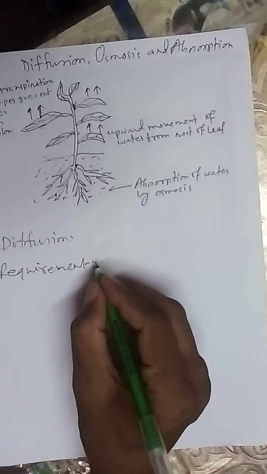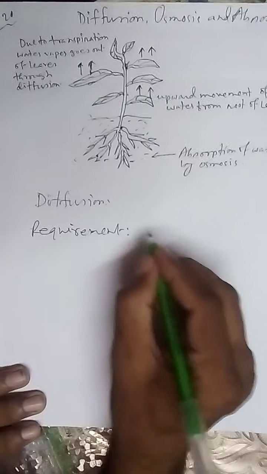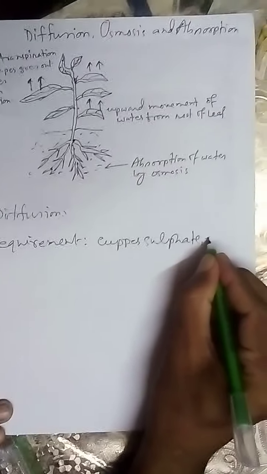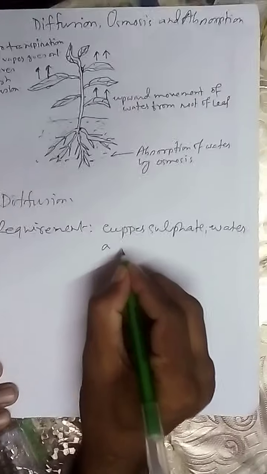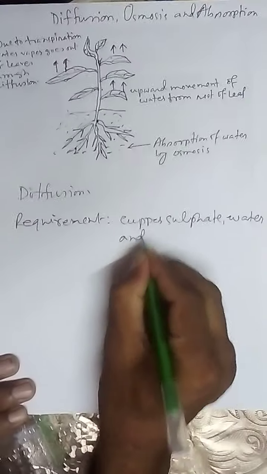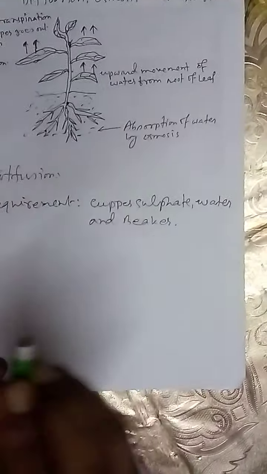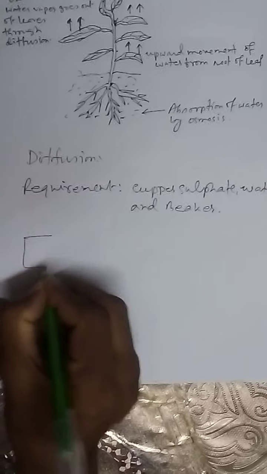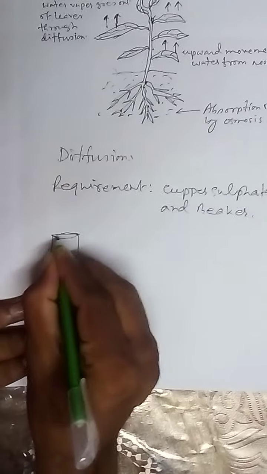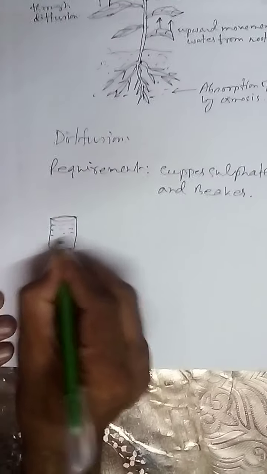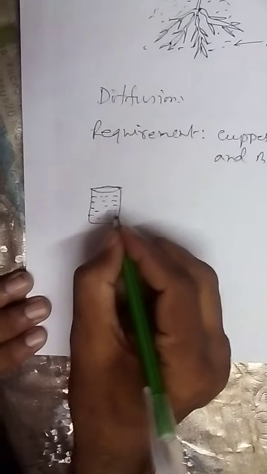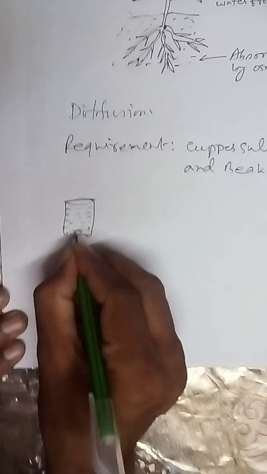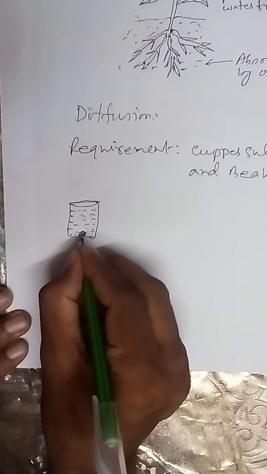Copper sulfate, water and a beaker. First of all, we take a beaker. After that, we drop some water in this beaker. At last, we drop a crystal of blue vitriol.